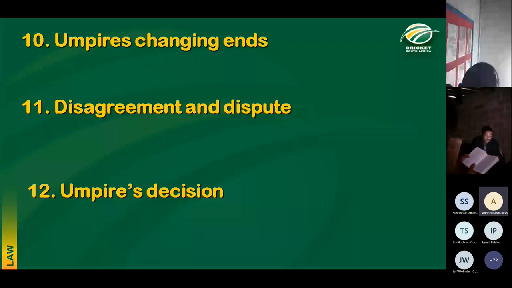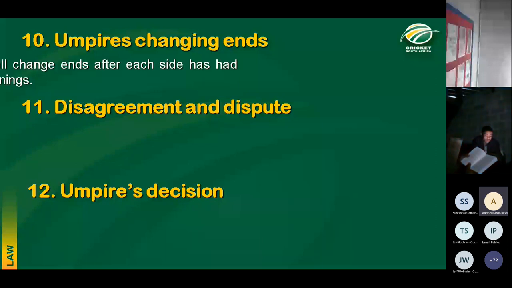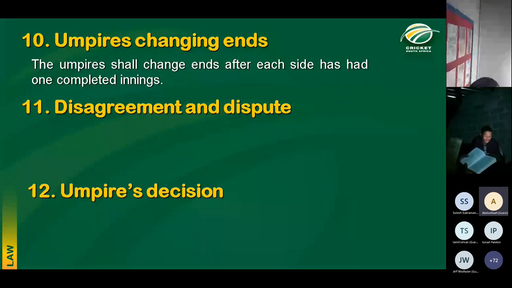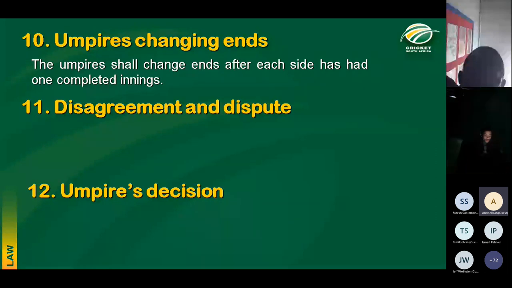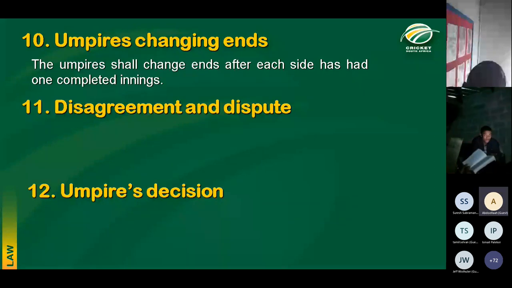Umpires changing ends. So in modern cricket, whether it's a five-day Test match, a four-day provincial game that we play in South Africa, or three-day cricket, if there are more than one innings, the law tells us that the umpires shall change ends after each side has had one completed innings. So after both first innings have been completed, umpires need to change ends for the second innings. So at Newlands, there are two ends, the Kelvin Grove end and the Wynberg end. So if I start the game at the Wynberg end, and Tom's at the Kelvin Grove end, after the first innings of both sides has been completed, Tom and I need to switch ends. Tom now needs to go to the Wynberg end, and I to the Kelvin Grove end.